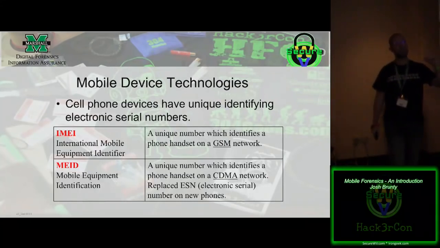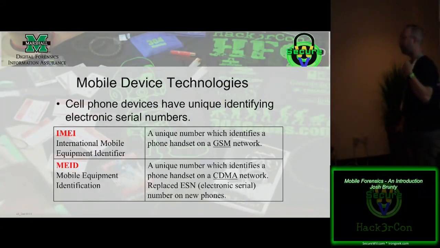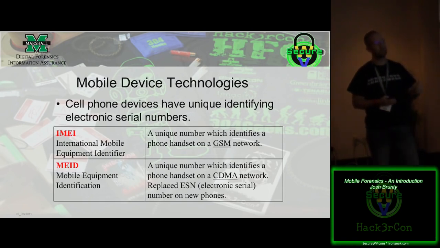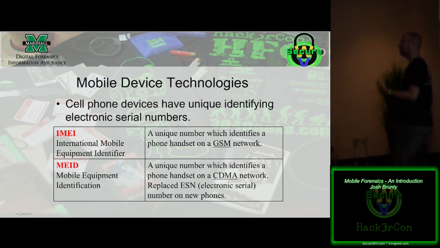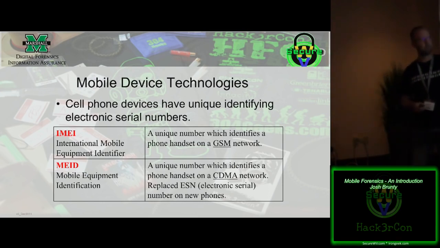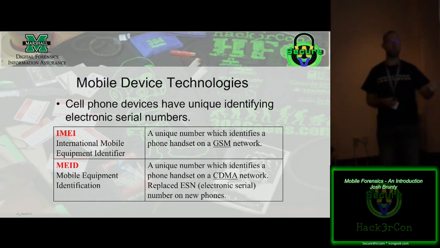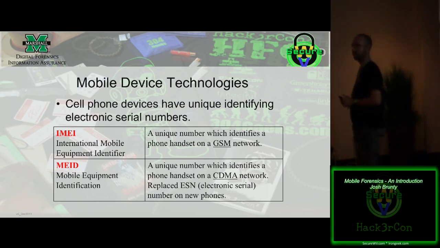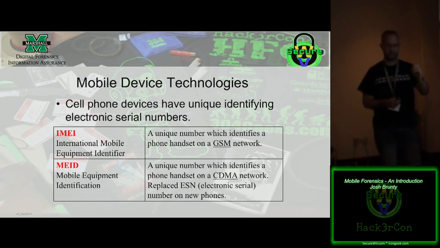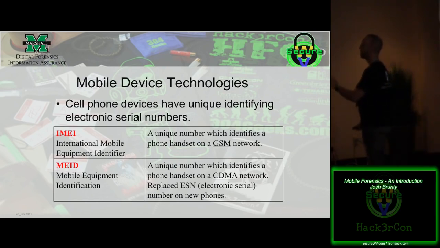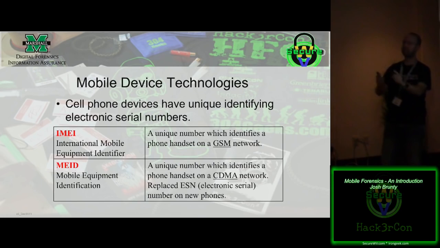Also, breaking that down, cell phone devices have what we call unique serial numbers that identify them. And I'll pass around some of those here shortly. But all the phones that connect to a GSM network will usually be tagged with what we call an IMEI number. That's the International Mobile Equipment Identifier. What that does is identify the handset on the GSM network. The IMEI is tagged back to the phone, okay? It doesn't necessarily identify the customer on the network. It identifies the device on the network.